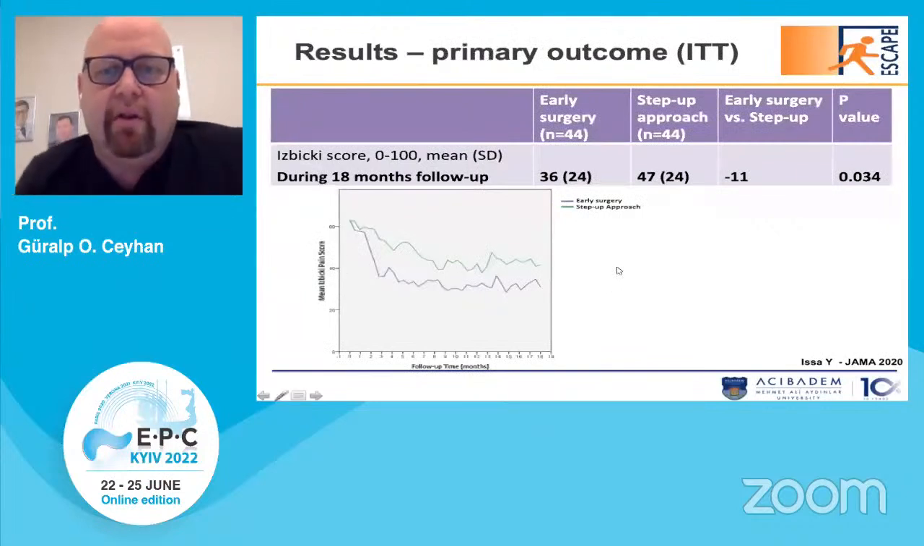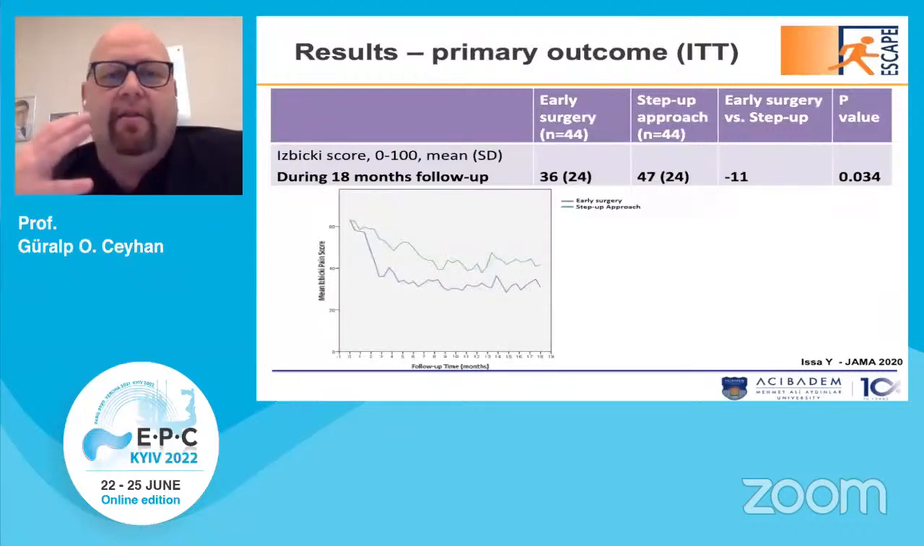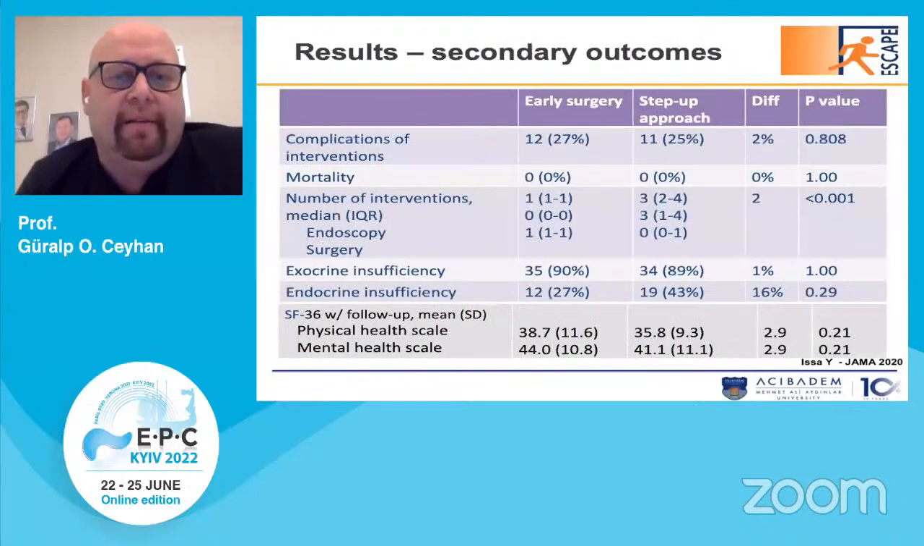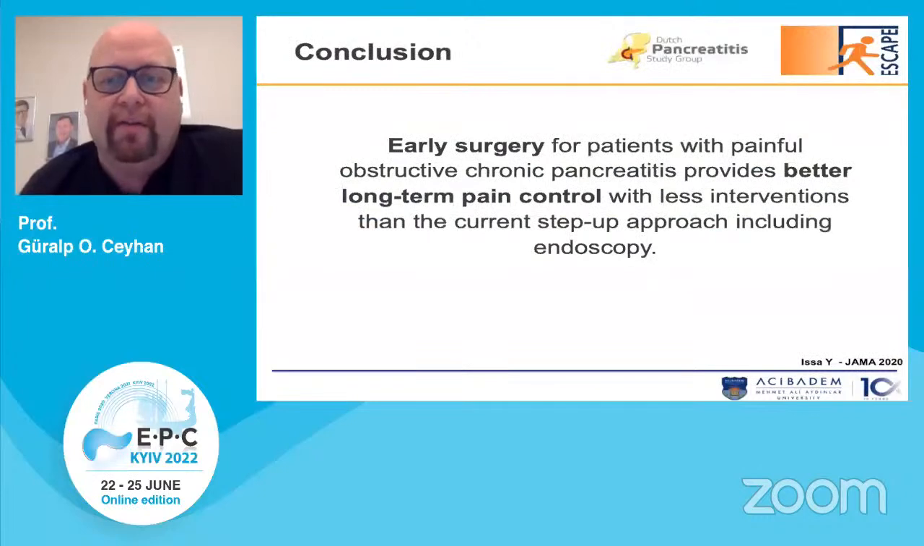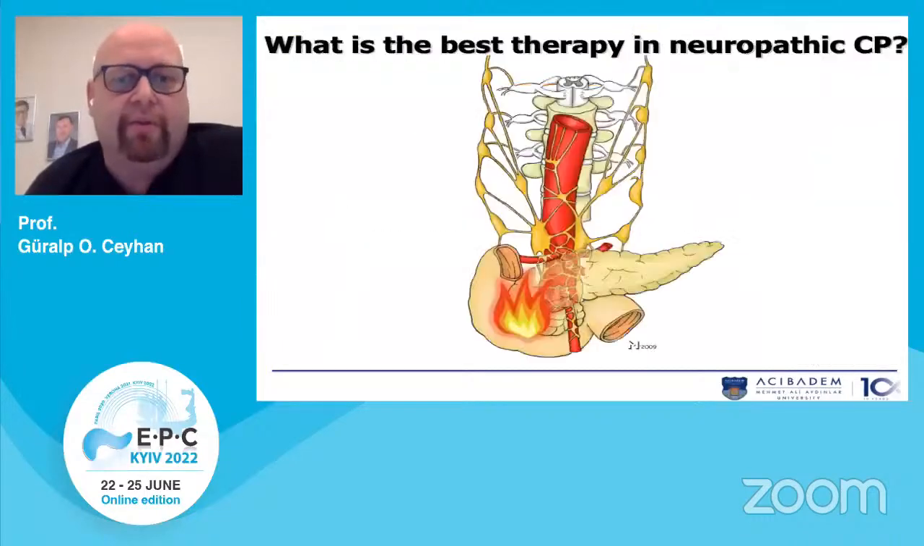And you can see again that the early surgery group, versus the step-up approach group, had a long-term pain-free situation. Other parameters did not differ much between these two groups, other than the number of interventions. It's clear that when you go for early surgery, you do better with the number of interventions. So again, early surgery provides a better outcome, long-term pain control with fewer re-interventions, in a step-up approach where you can identify the patients at high risk and go for surgery.